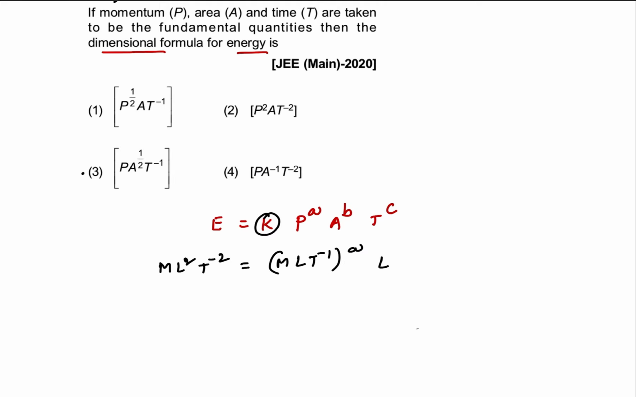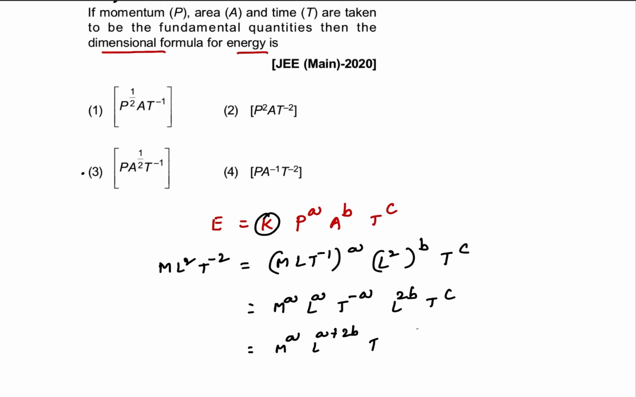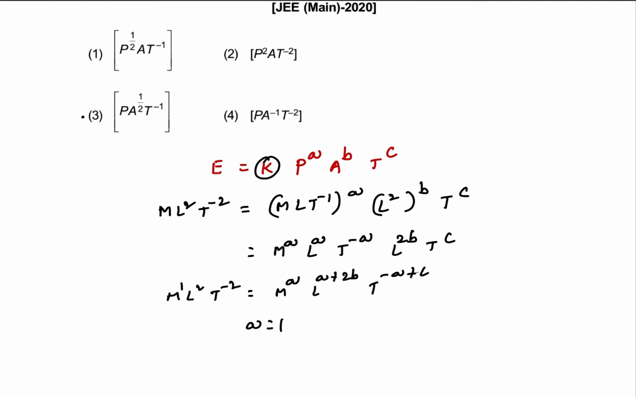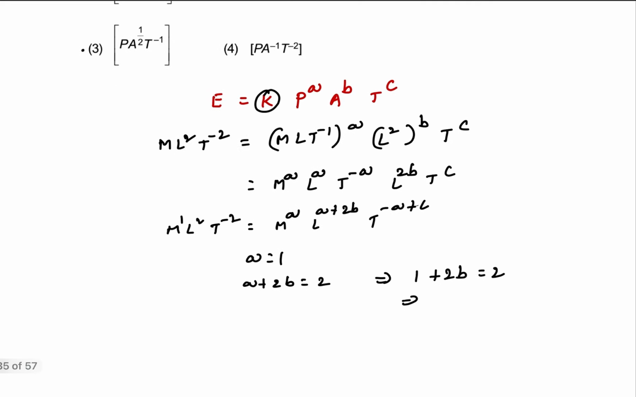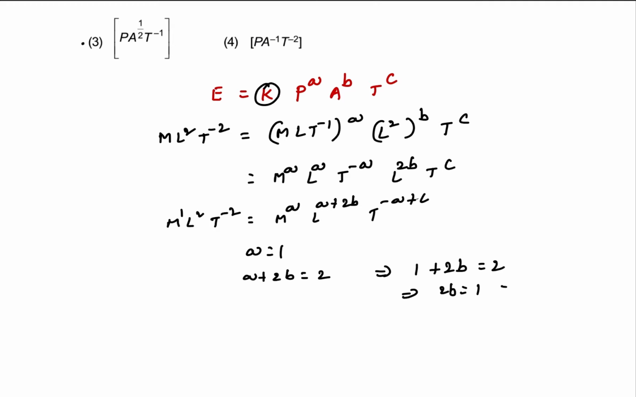P, linear momentum, is M L T power minus 1, whole power a. Area is L power 2, power b. Time is T. So you can write it as M power a, L power a, T power minus a, L power 2b, T power c. You can write M power a, L power a plus 2b, T power minus a plus c. You can write M L square T power minus 2. You can equate that a is equal to 1, and a plus 2b is equal to 2. A is 1, so we can write 1 plus 2b is equal to 2.